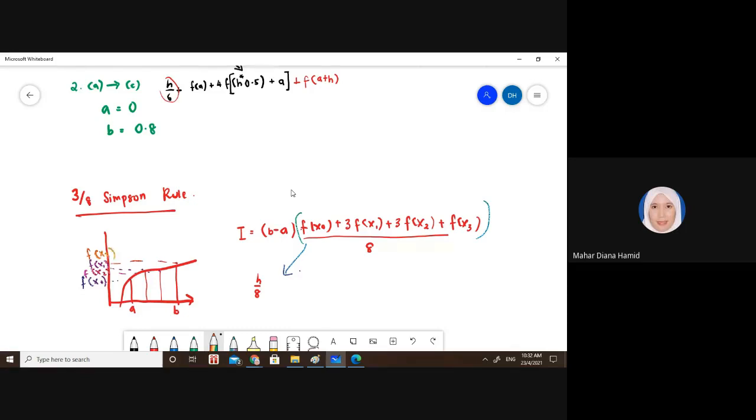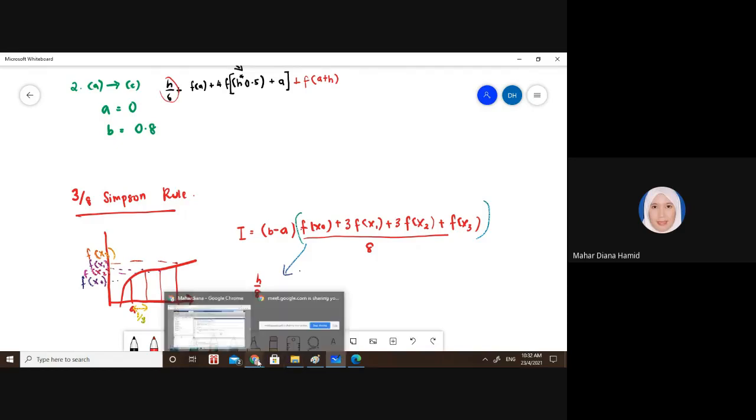As you can see, the distance between each segment is 1/3. Previously we used 0.5. So you need to use 1/3 in order to get the width of the section here. For example, x1 is actually 1/3 plus A, in a similar manner to what we have done for the 1/3 Simpson's rule. Now, that would be your homework.